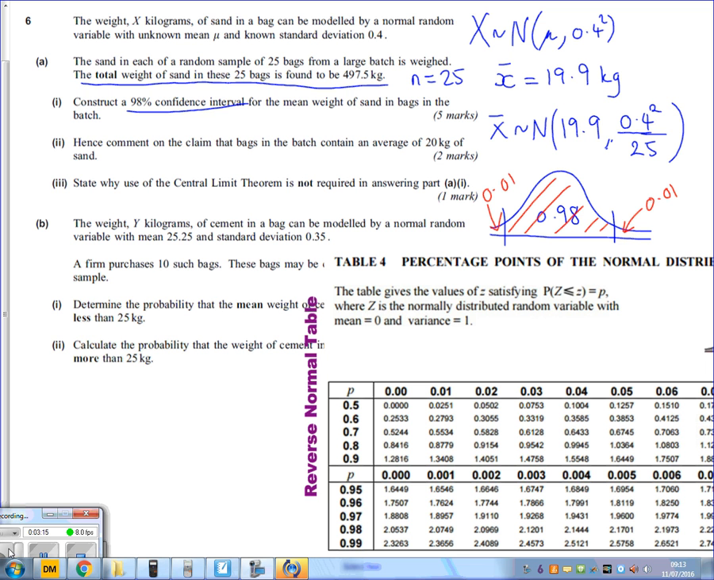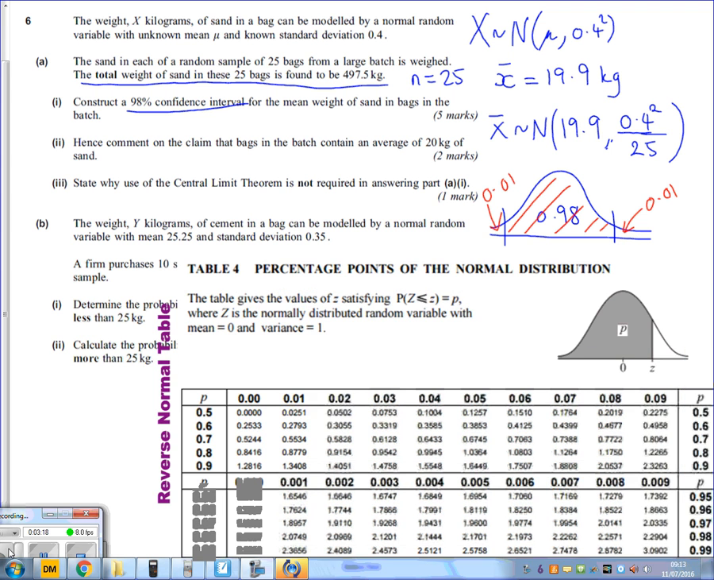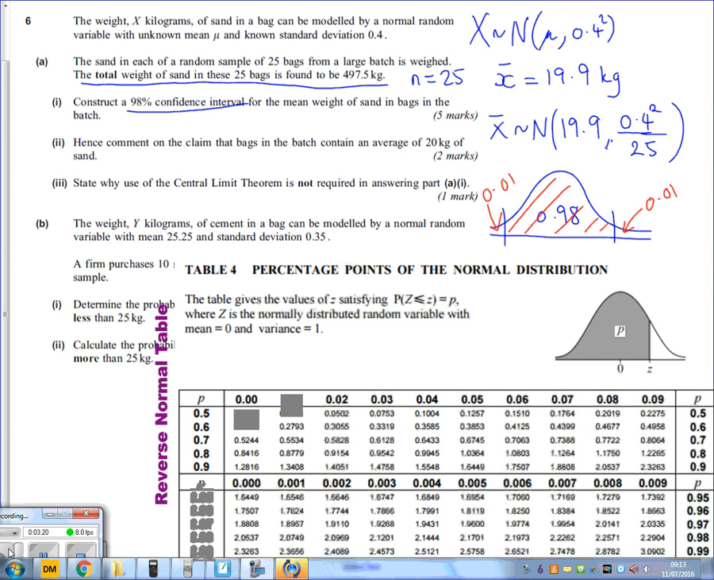So when I'm using my reverse normal table to look up the Z value I need to remember that I can only look up less than a certain value. So my probability of being less than a certain Z value here for my distribution is going to be 0.01 add 0.98. So I need to use P is equal to 0.99. That's what I need to look up on the table. And if I look that up, I can see that the corresponding Z value is 2.3263.